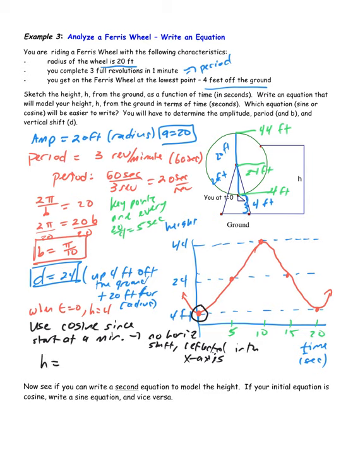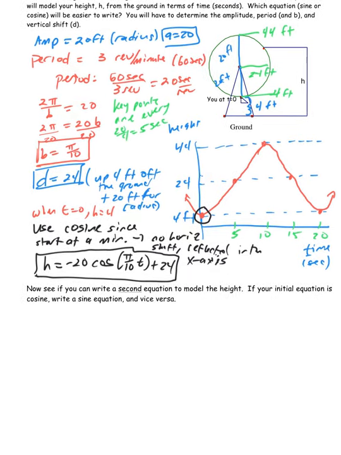So now we're ready to write the equation for cosine. So we'll have h equals, our a value is 20. In this case, we want negative 20. So negative 20 cosine. b is pi over 10, and we don't have a horizontal shift, so we can just write pi over 10 times t. And d, our vertical shift, is 24. So we'll have plus 24. That is the equation that models the motion, or the height of an individual on this Ferris wheel.